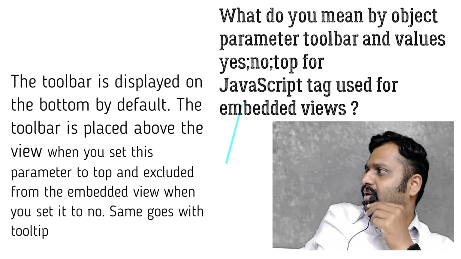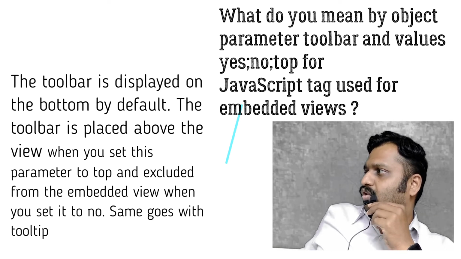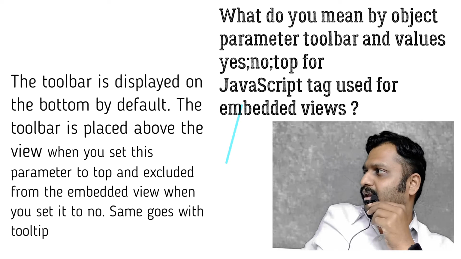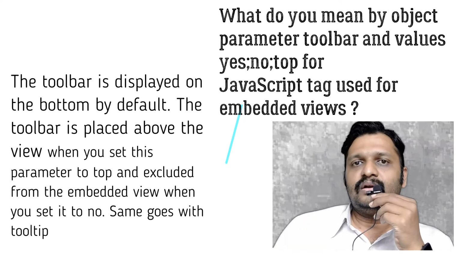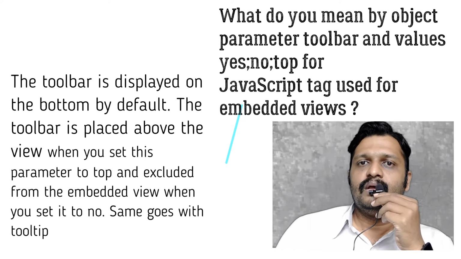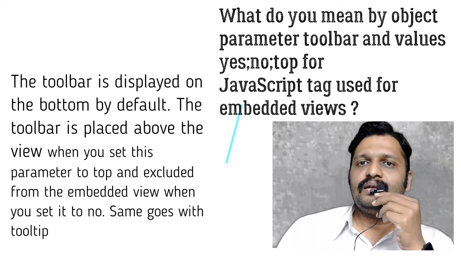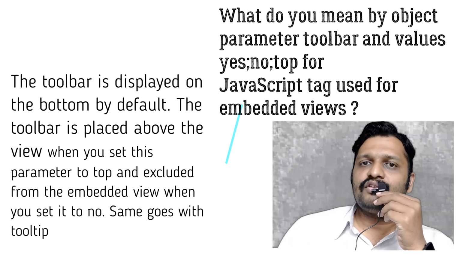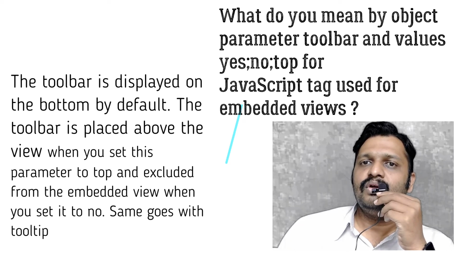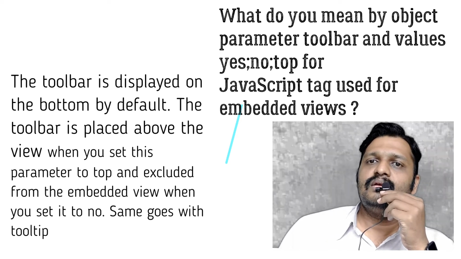What do you mean by object parameter toolbar and values yes, no or top for JavaScript tag used for embedded view? The toolbar is displayed on the bottom by default. The toolbar is placed above the view when you set the parameter to top, and excluded from the embedded view when you set it to no. Same goes with tooltip.